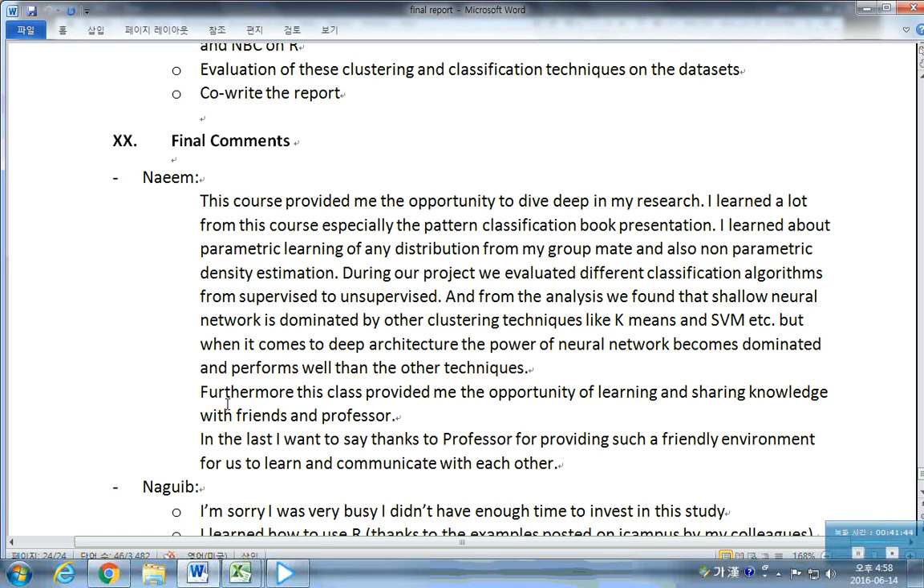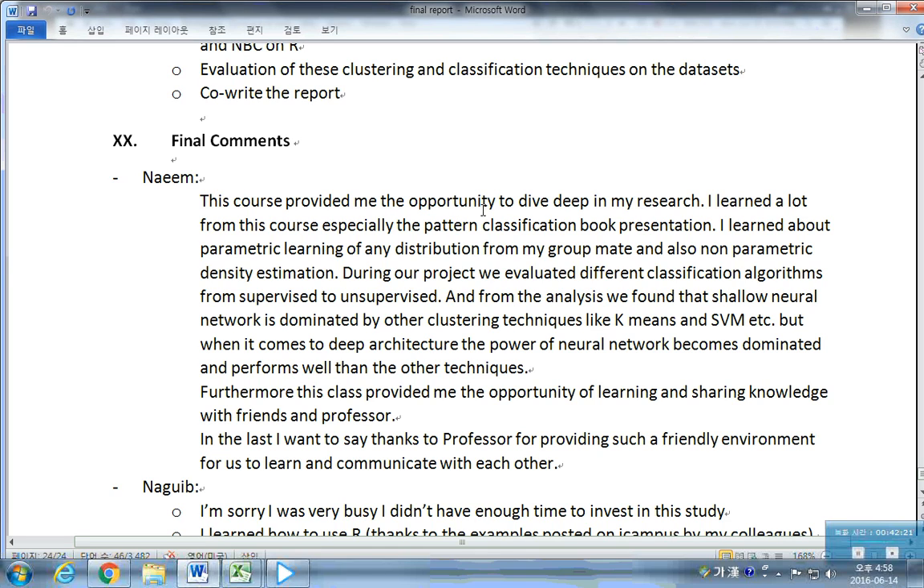Yeah, in my comment, I wrote some generalized comments, not particular to this project. Actually, what I learned from this class, especially when the professor gave us the task of presenting the whole book, gave me some very good insight. Some knowledge about pattern classification, and it also helped me a lot to understand all the concepts related to pattern classification and recognition.